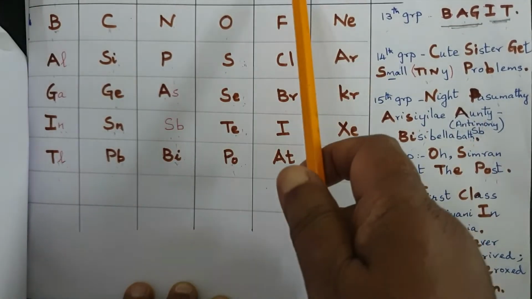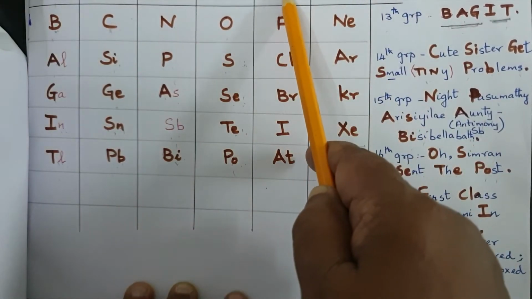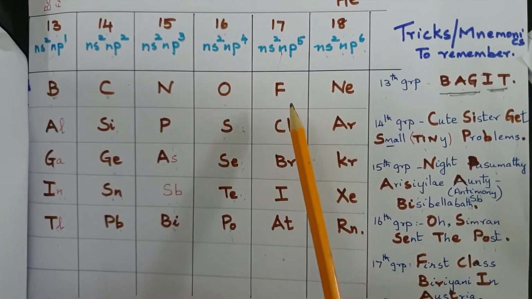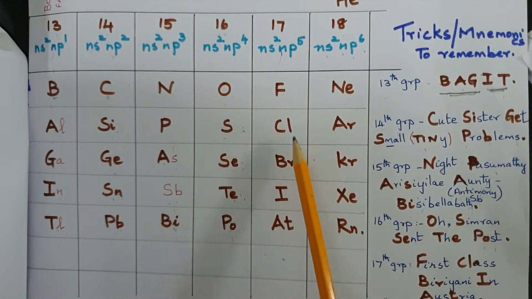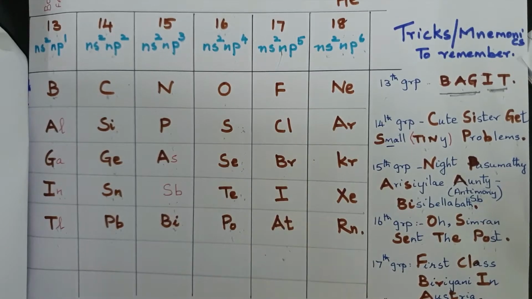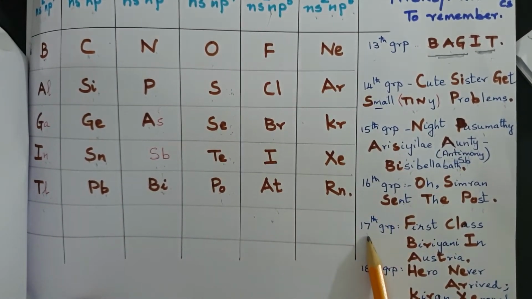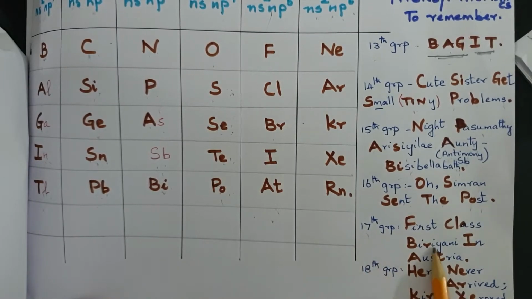Now, how are you going to remember the 17th group, which is otherwise called the halogens? We all know naturally halogens comprise fluorine, chlorine, bromine, iodine and astatine. What is the way in which you can remember it? The 17th group, you can remember it with biryani.